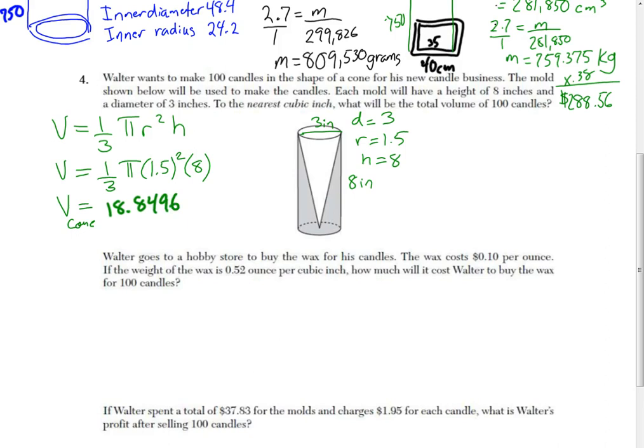18.8496. Now this question says for 100 candles. So if we take 18.8496, the volume of 1, and we multiply that by 100, we're going to move the decimal point 2 places. 1884.96, and this says to the nearest cubic inch, so that means we should round this 4 up to a 5.